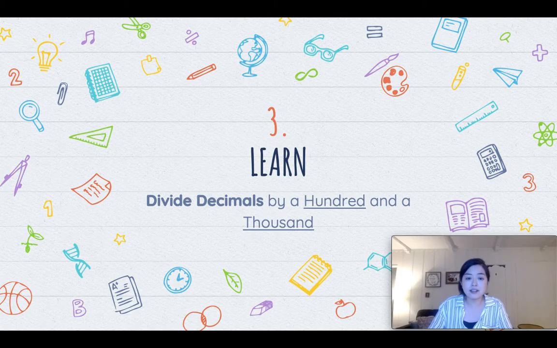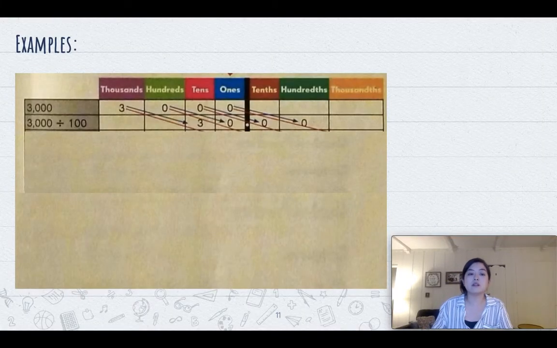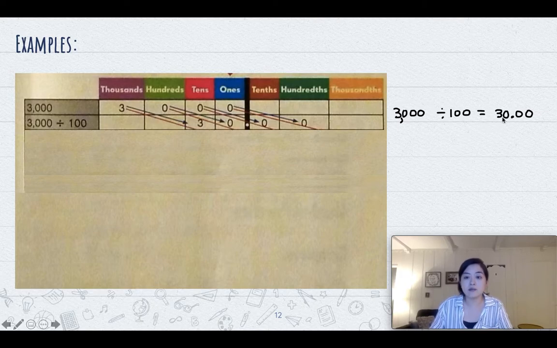So let's divide decimals by 100 and 1,000. So look at this example. I have the number 3,000 and it's written in this place value chart, but if I divide it by 100, how many place values do my digits move? They move over 1, 2 places to the right. Do you see that? So 3,000 divided by 100 becomes 30.00, and I'm just copying it here, and we'll talk more about this after we take some notes about the observations from this chart.